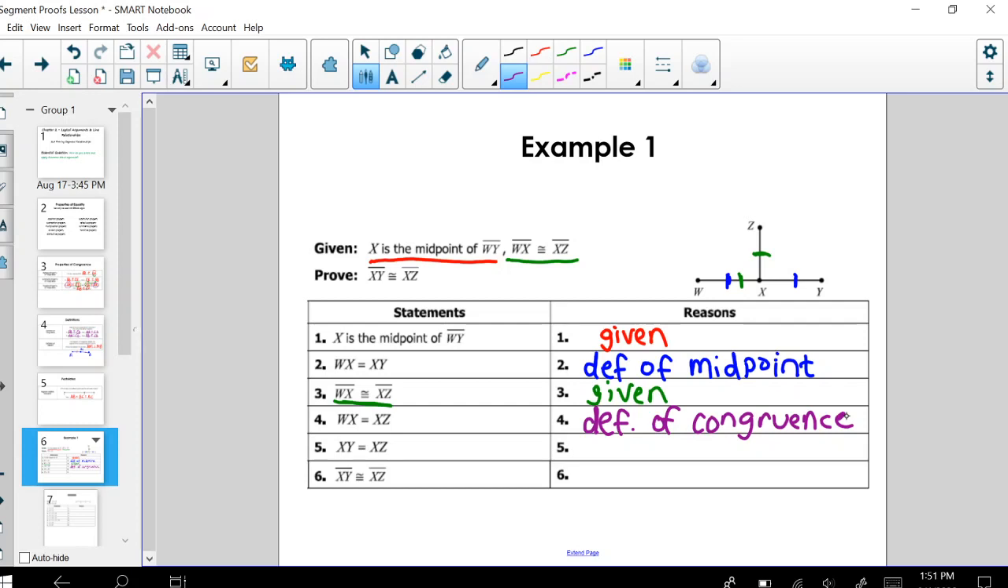So for this last one, I have now xy equals xz. Well, if I look up here, I start with wx equals xz. And then I have that wx equals xy. So I took this wx here and replaced it with an xy because wx and xy are equal. So when you replace something that's equal, that is your substitution.